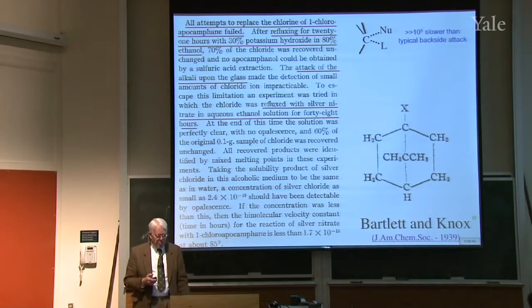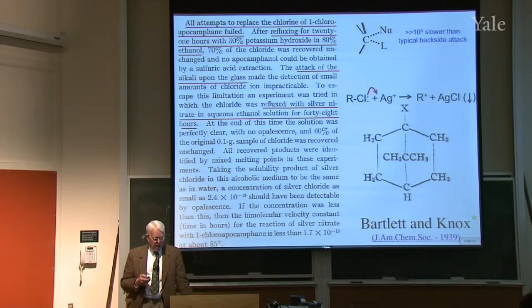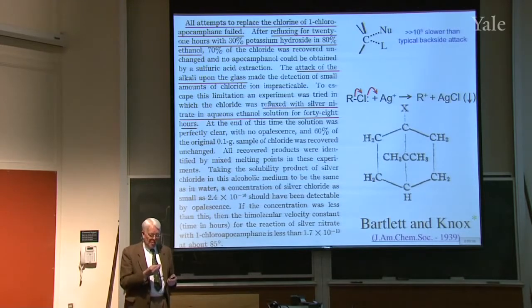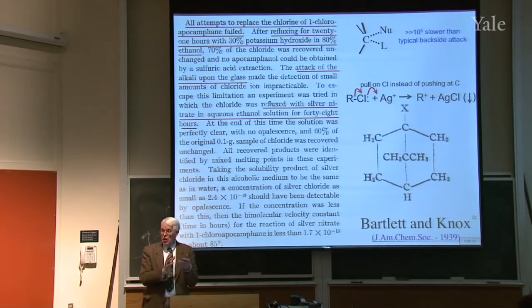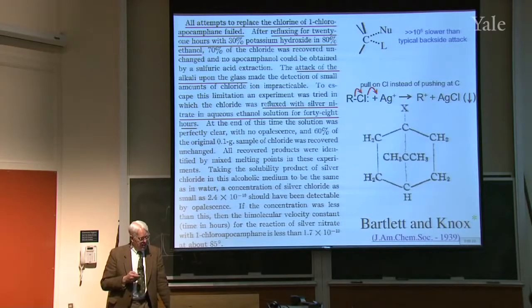Okay, now how about the possibility of forming the cation? They said they refluxed it with silver nitrate in aqueous ethanol solution for 2 days, right? What's the idea of the silver? Because silver can attack the unshared pair on chlorine and form a bond and break the bond from the R to leave a cation of R, right? So instead of pushing by attacking the backside, you pull the chloride off, leaving the cation. So that's a good way to generate cations, right? Except in this case, it didn't work.